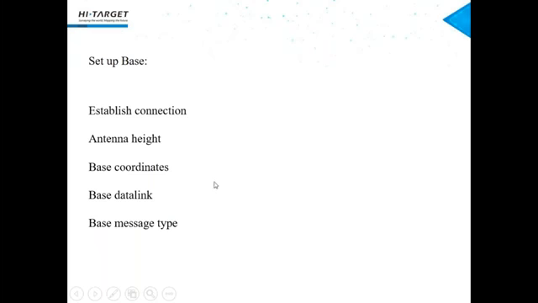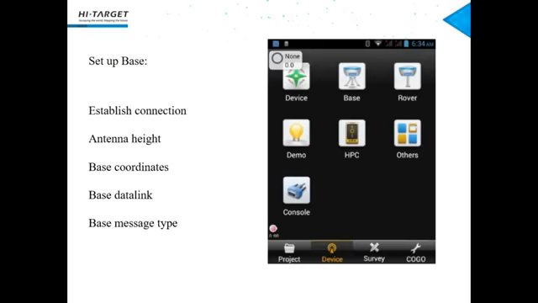Now here are the detailed steps of how to set the base and the rover. We should care about some small details to achieve high accuracy. You should check the antenna height, the base data link, and the message type, or you may not get the fixed solution. It is the same for the rover.